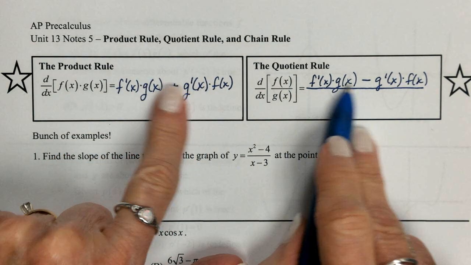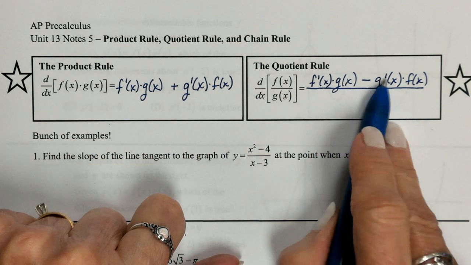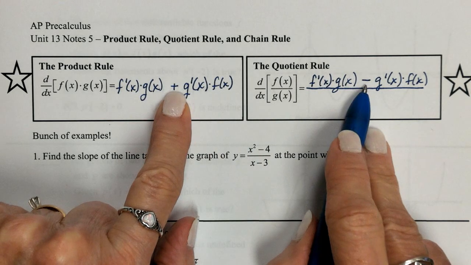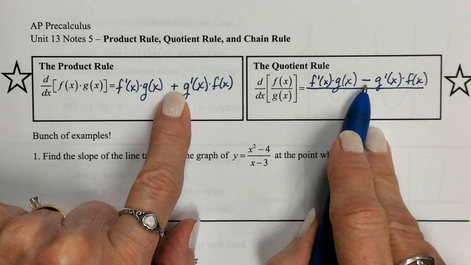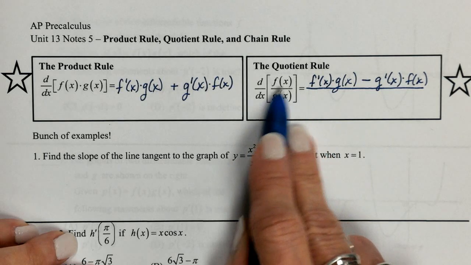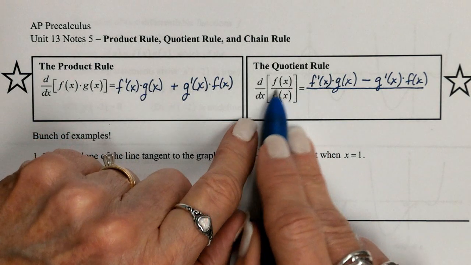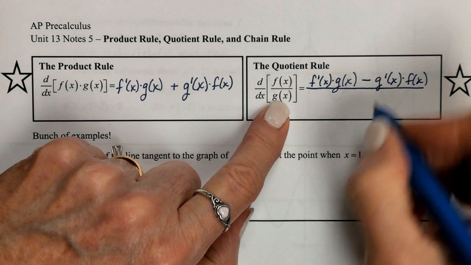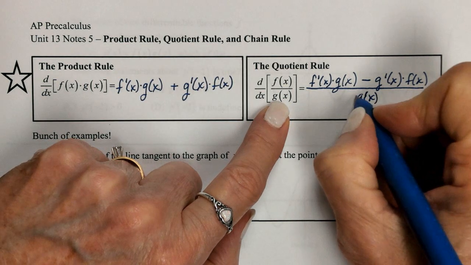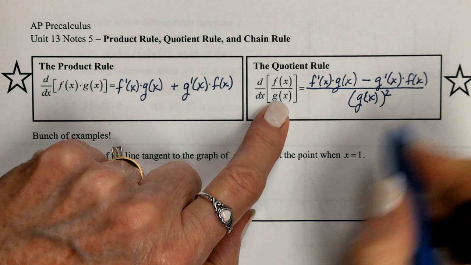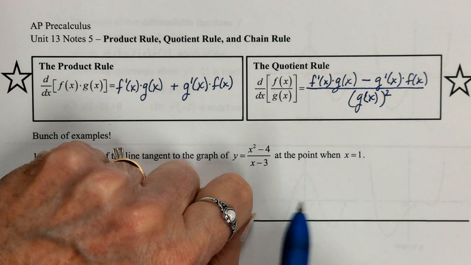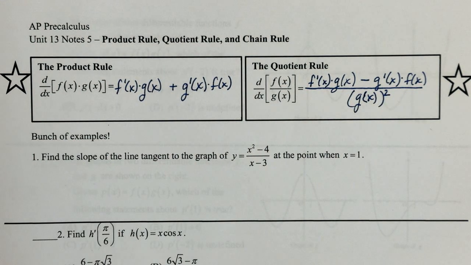The numerator of the quotient rule is almost identical to the product rule. The only thing that's different is the sign. In the denominator of the quotient rule is this denominator. So whatever's on the bottom, it is there left alone, no derivative, but you square it. I call this the bottom left alone, but squared. Okay, that's the product rule and quotient rule.